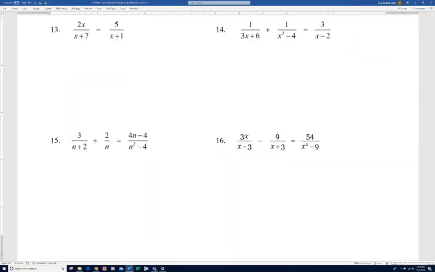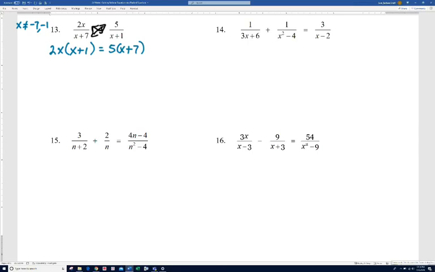All right, so let's go to 13 now. I'm going to find the cross products here and set them equal. I can multiply 2x times x plus 1. Before I do that, I should list our restricted values. Notice x can't be -7. You can see that here. And x can't be -1. That would be a problem on the right. So let's cross multiply now. We have 2x times x plus 1, and that's going to equal 5 times x plus 7.